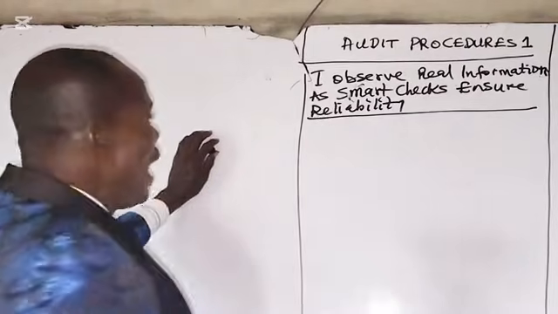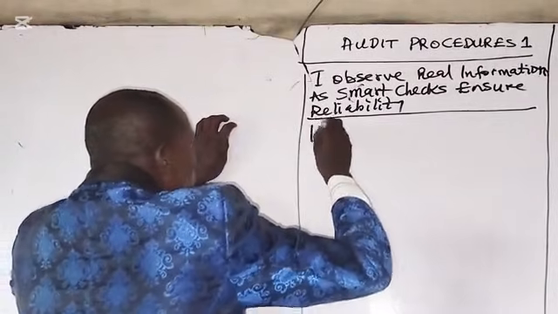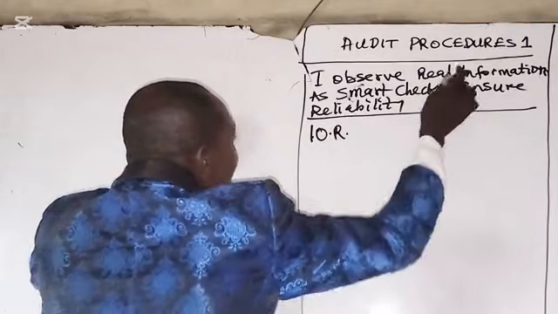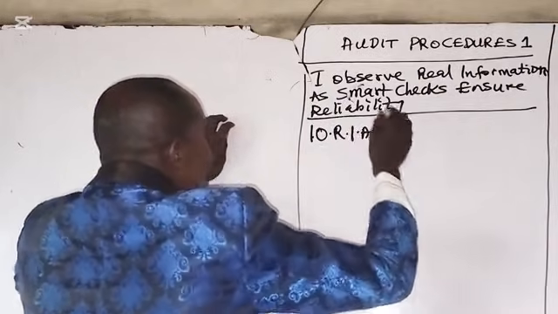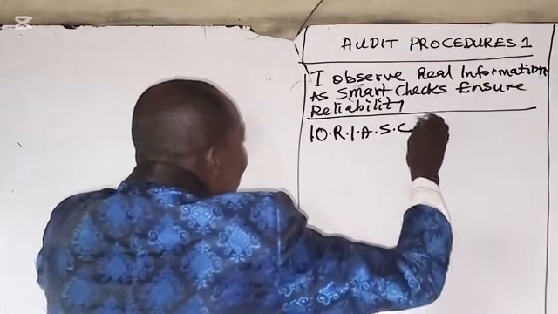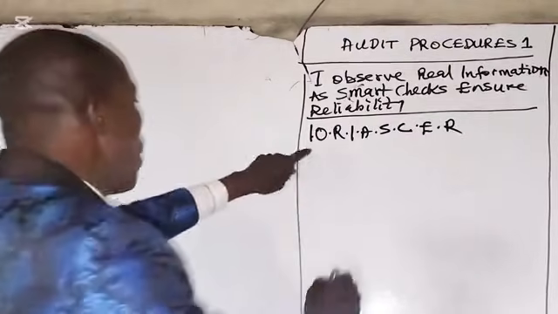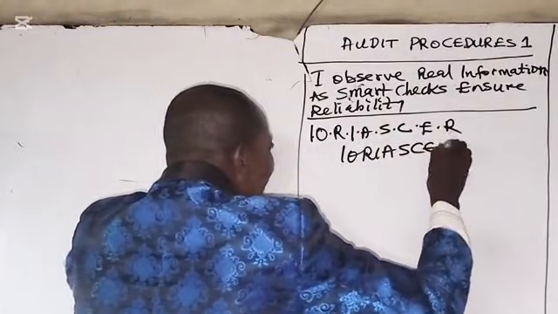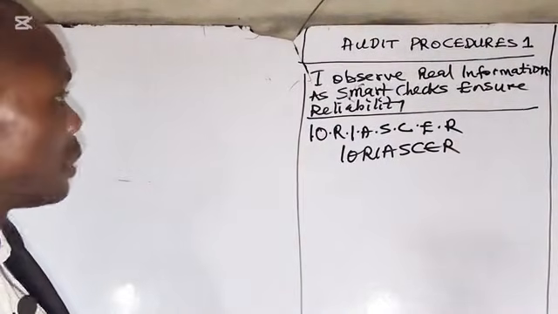So the first letter is I, followed by O, R, I, A, S, C, E, R. That is audit procedures.